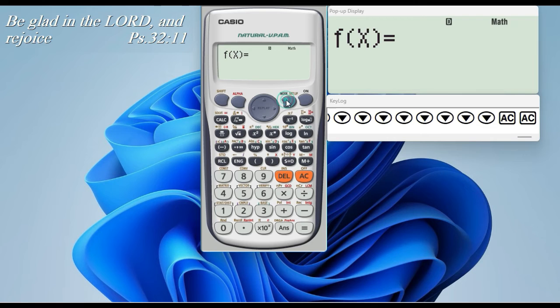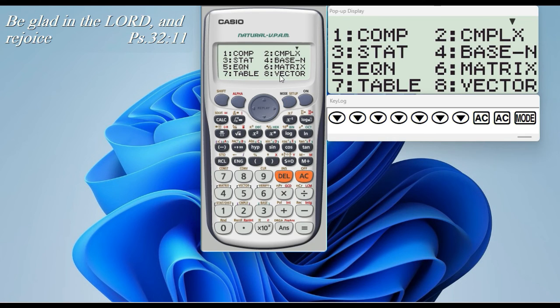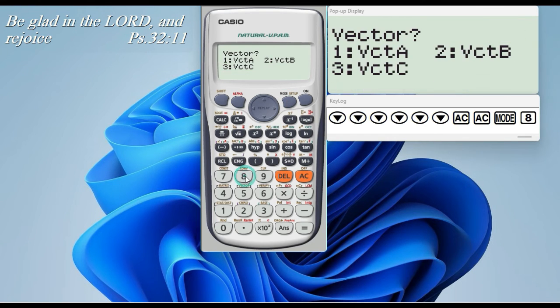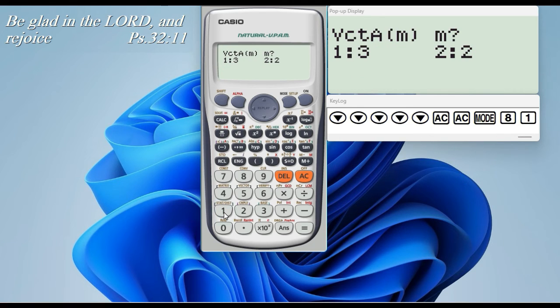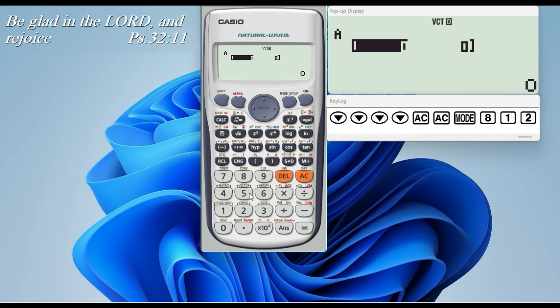Alright, so the last one is the vectors, and also dealing with the vectors, 2 by 3 vectors, and then 1 by 3 vectors. That will help you to easily solve vector equations and other stuff.